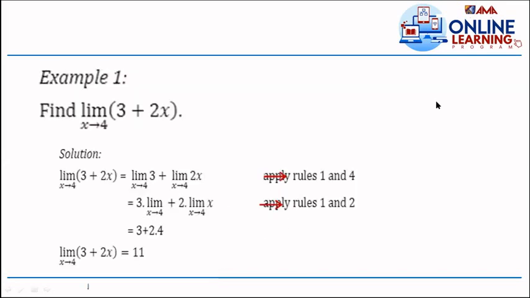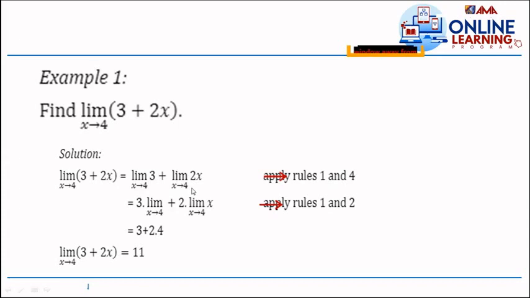So we have your example number 1. Find the limit of the quantity 3 plus 2x as x approaches 4. So we're going to distribute this one in its function. So we have the addition operation. Limit of 3 as x approaches 4 plus limit of 2x as x approaches 4.